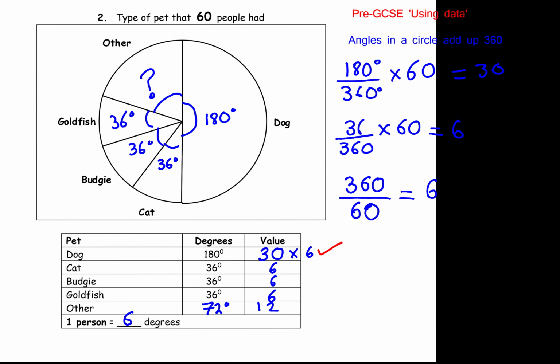Okay, and if you do all these, you times that by 6, that times by 6, that times by 6, that times by 6 should give you the actual degrees there. Okay, so I hope you got this question correct. If not, let's have another go.